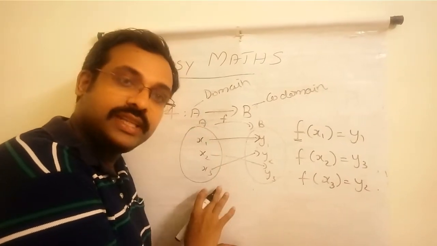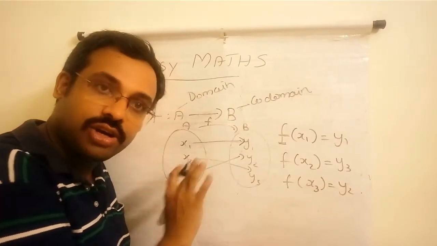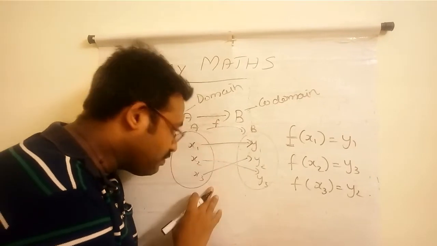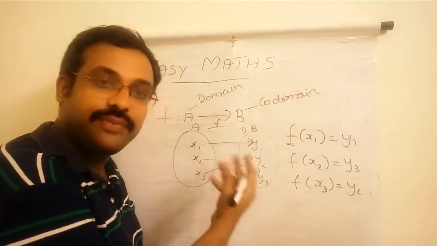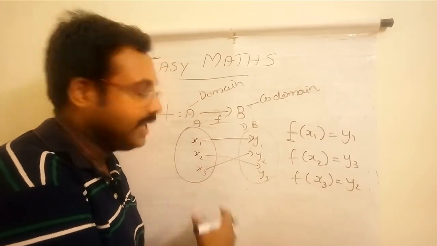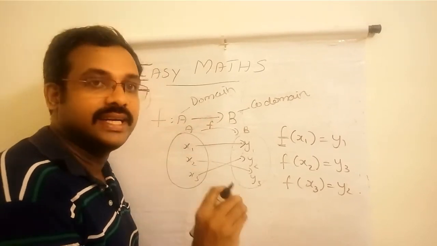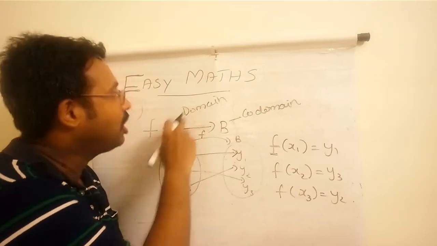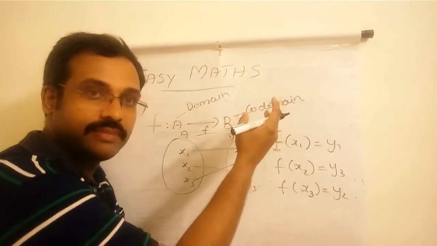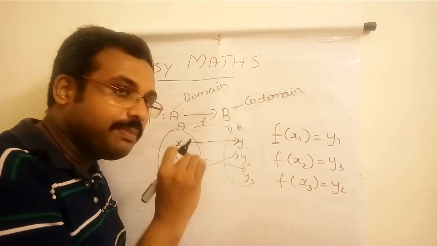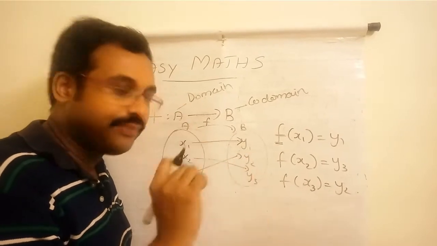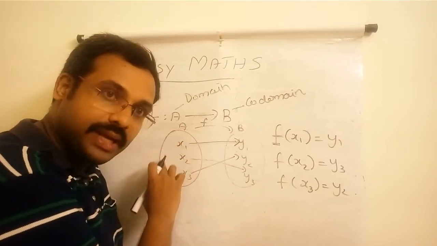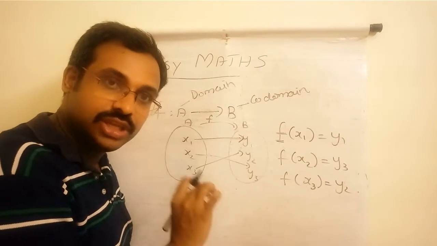We want to check whether this mapping is a function or not. A mapping becomes a function when it satisfies certain conditions. What are the conditions? Here, A is called the domain and B is called the codomain. Then this mapping becomes a function if every element in the domain satisfies the following. This is the definition of a function.